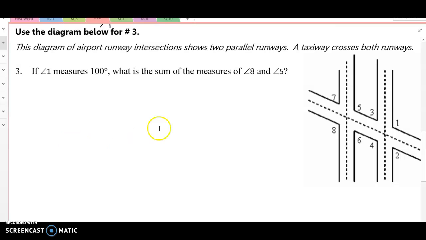Okay, so we've got 2 parallel runways. So this runway right here, they're parallel. And then a taxiway crosses both of them. So it says angle 1 measures 100 degrees. We have to figure out what the sum of angles 8 and 5 are.